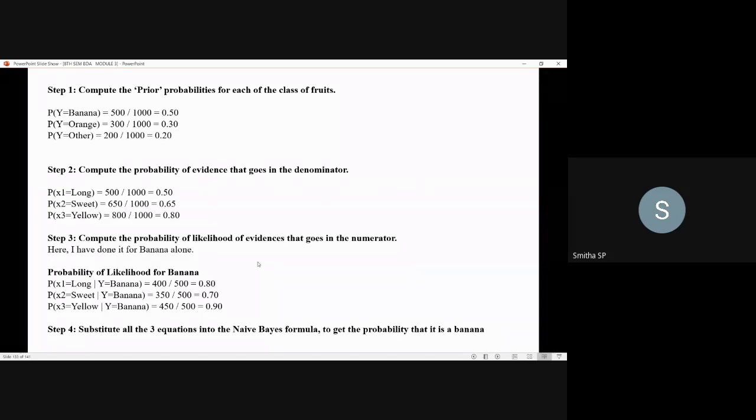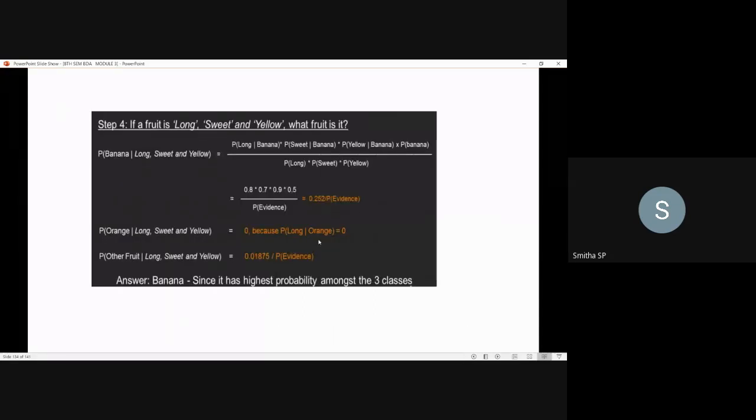So now you have got the probabilities of likelihood for the evidences. What do you have now? The probability of evidence in the denominator, and the probability of likelihood of evidence. Now substitute all the three into the Bayes formula to get the probability that the fruit is a banana. Once you substitute all these values, whatever probabilities you have obtained so far, you will get a value for that. I have shown this example by computing the probability for the fruit banana. The probability you have obtained here is 0.252.